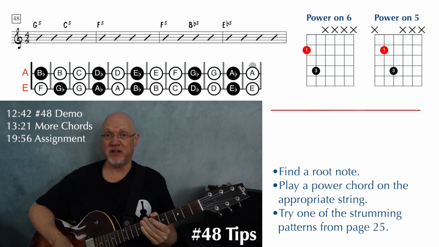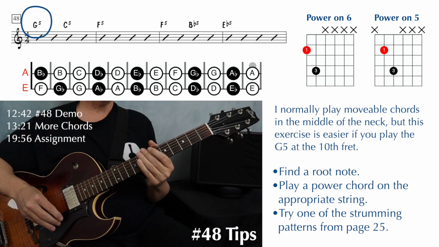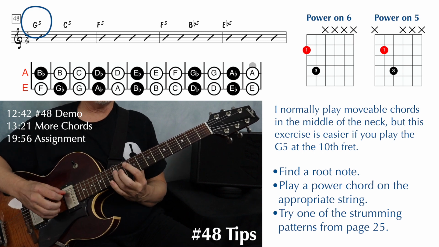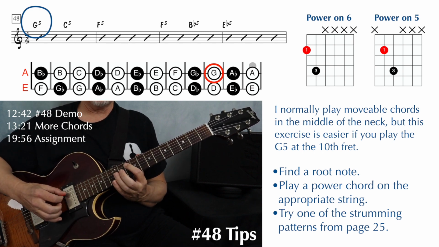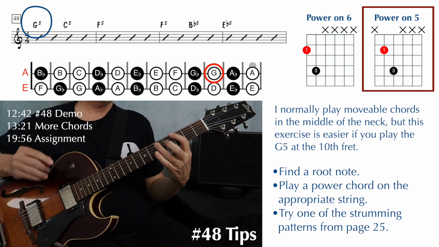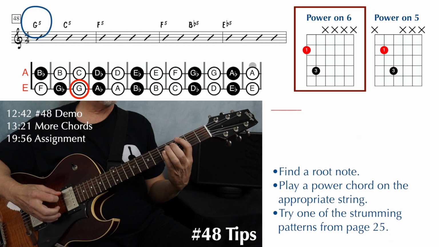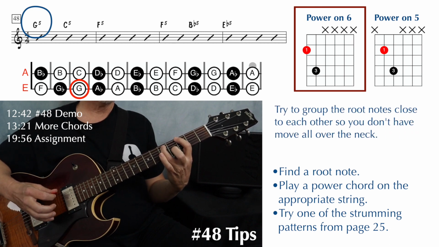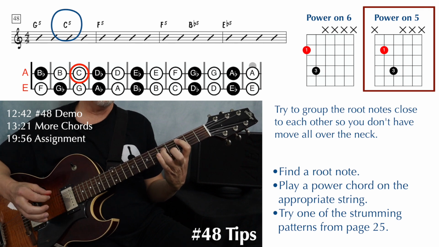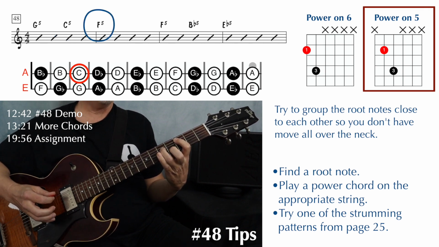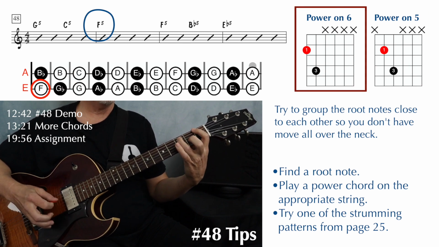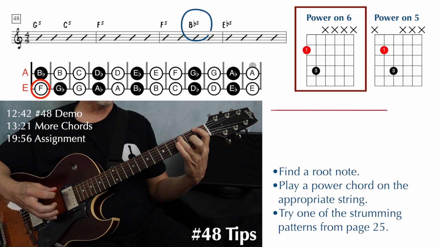Number 48 begins on a G5. Even though we normally try to play kind of in the middle of the fretboard, I would recommend starting this G5 on 5th string, 10th fret as our root. The reason for that is, if we start with the G down here on the 3rd fret of the 6th string, our closest C would be on the 5th string, 3rd fret, no problem there. And then our closest F would be on the 1st fret of the 6th string, no problem there. Then we have a big jump to a B flat.